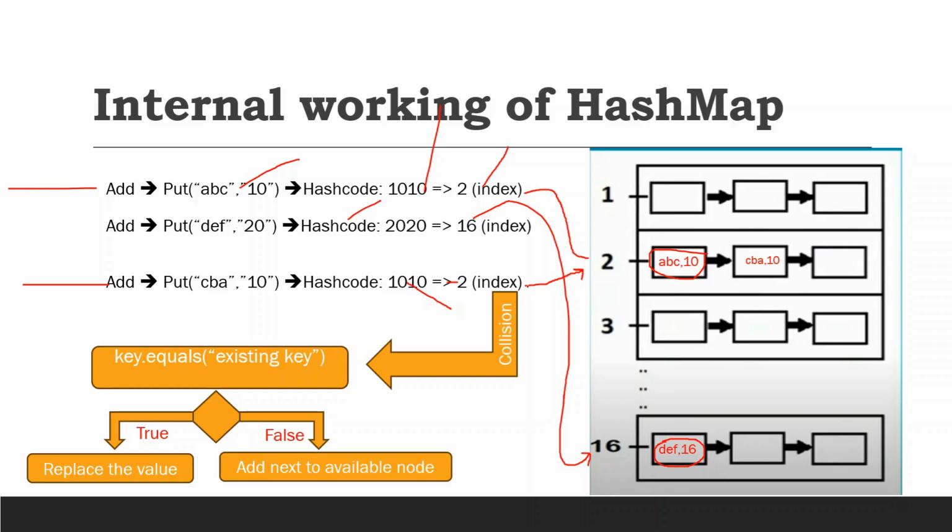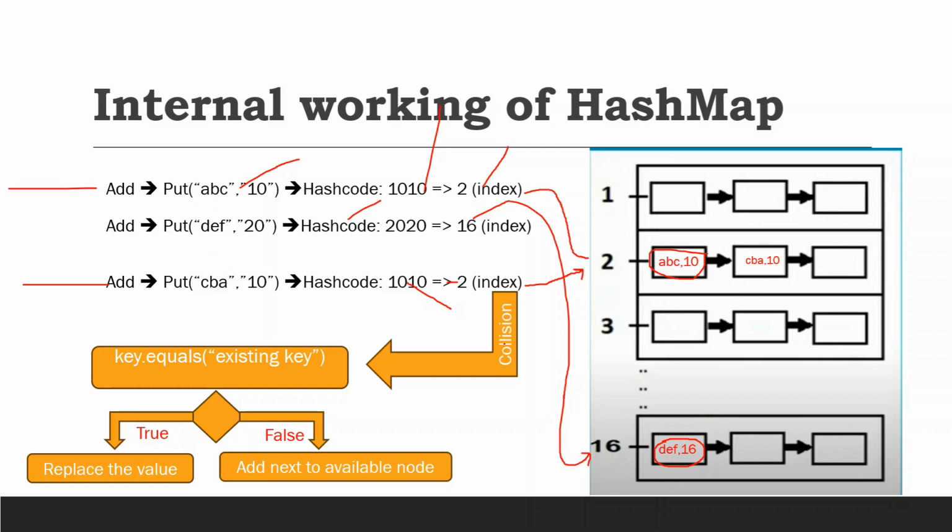So what will happen in this scenario? Hash collision will happen. When it is checking in a hash collision, it will check with your key. In our scenario, the key for the second is cba, and abc is the first element. That means our data is different. Both are different data, so it should store.